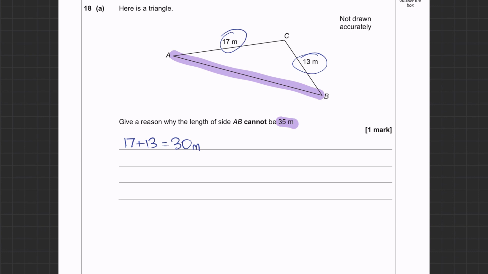It won't be as long as AB, so it wouldn't be a triangle. So we could say, actually, AB cannot be greater than 30 meters. Any simple explanation like that will get you the mark. It's only 1 mark. There's different ways to show it. But what I'd recommend is doing the calculations, because that is always a nice, sure way to say, well, now you know mathematically that this can't be bigger than these two added together.